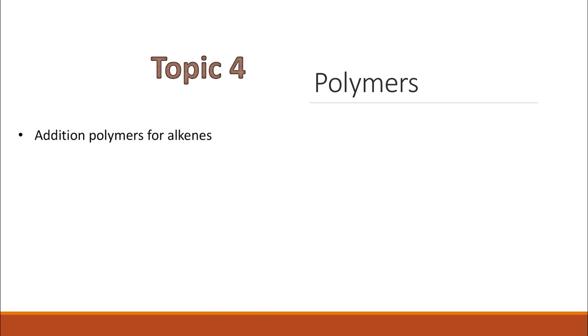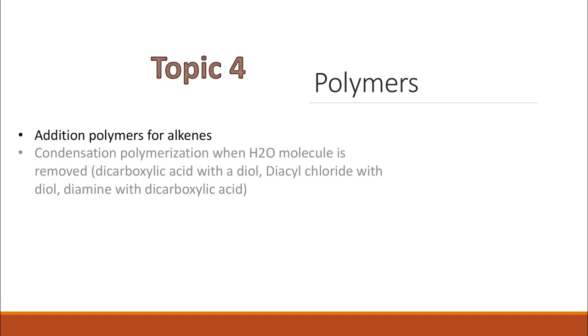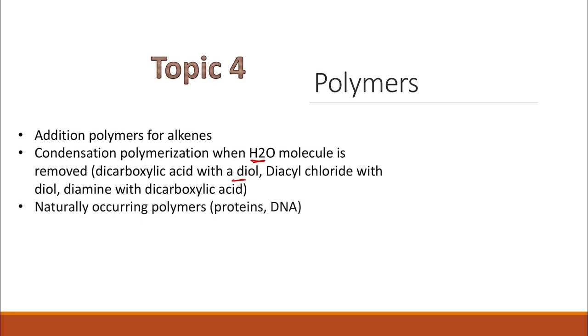Topic 4 is polymers. So remember the addition polymers for alkenes and condensation polymerization. Addition polymers, we can only see in alkenes. And then we'll see condensation polymerization when a water molecule is removed, and usually this will be between a dicarboxylic acid with a diol, or a diacyl chloride with a diol, or a diamine with a dicarboxylic acid.